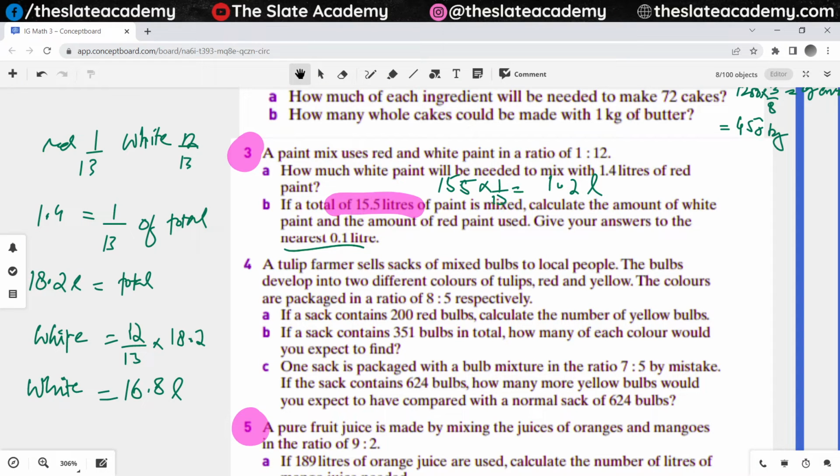For the other one, I can calculate using ratio, or I can just subtract this amount from 15.5. So 15.5 minus 1.2, I would have 14.3 liters. But also if I want to check using the ratio, it would be 15.5 into 12 by 13. So if I do that, it would be 14.307 or 14.3 liters.